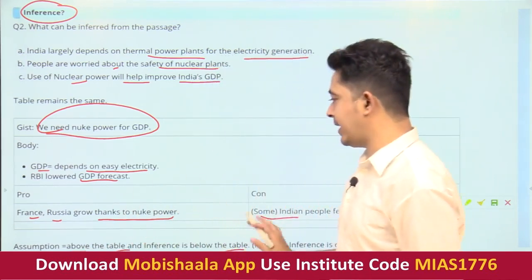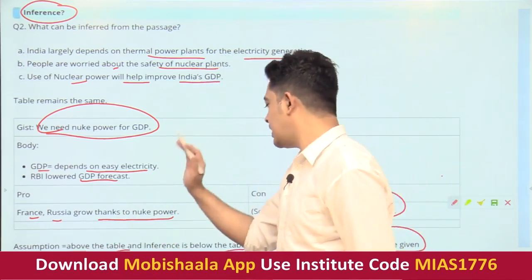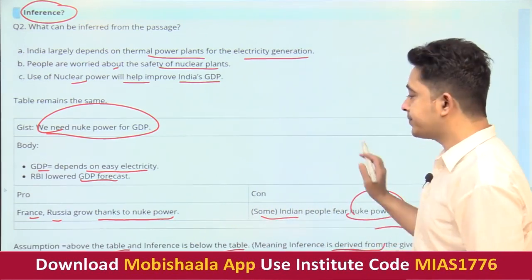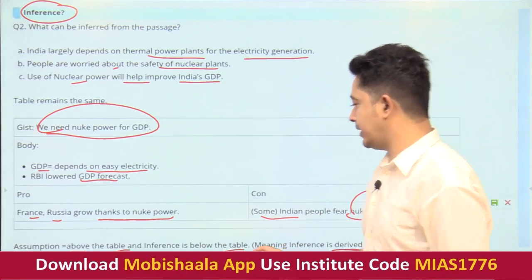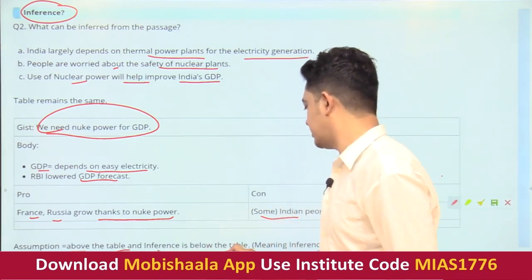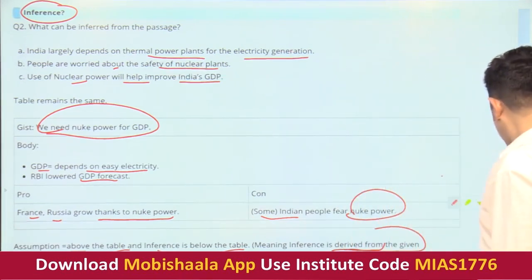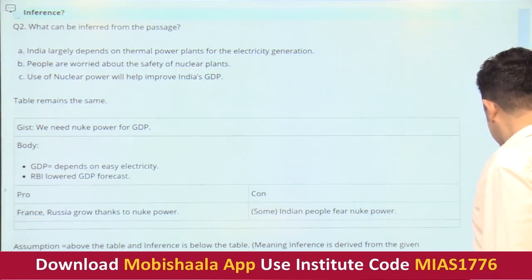So always keep in mind the assumption is above the table and inference is below the table. Inference is derived from the given statement or case. So inference should stay close to the table, to what we have discussed in the passage. Now we have to understand the passage first.